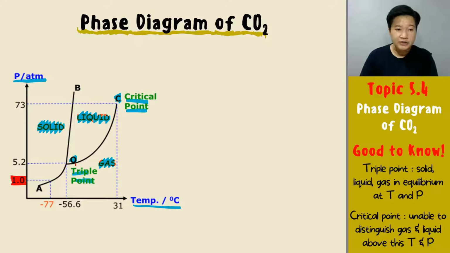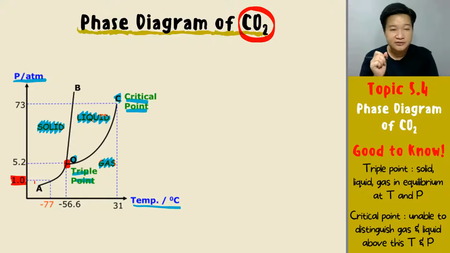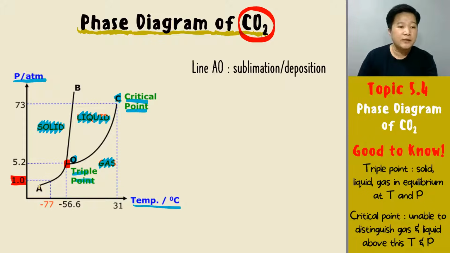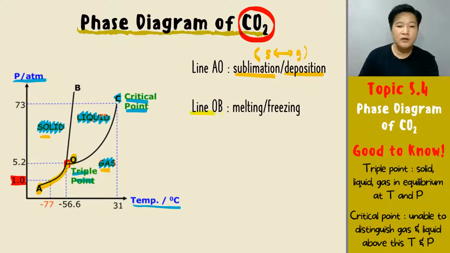And as we all agree just now, for carbon dioxide, your 1 atm must be sitting lower than your triple point. Can you see that? Okay? So there are a few things that we are going to discuss for a phase diagram of carbon dioxide. The first one is definitely the name of the lines, but you realize that they are actually quite similar. The first one is your line AO. So this line is between your solid and your gas. Therefore, it's sublimation and deposition, because we know that is the change between solid to gas or gas to solid.